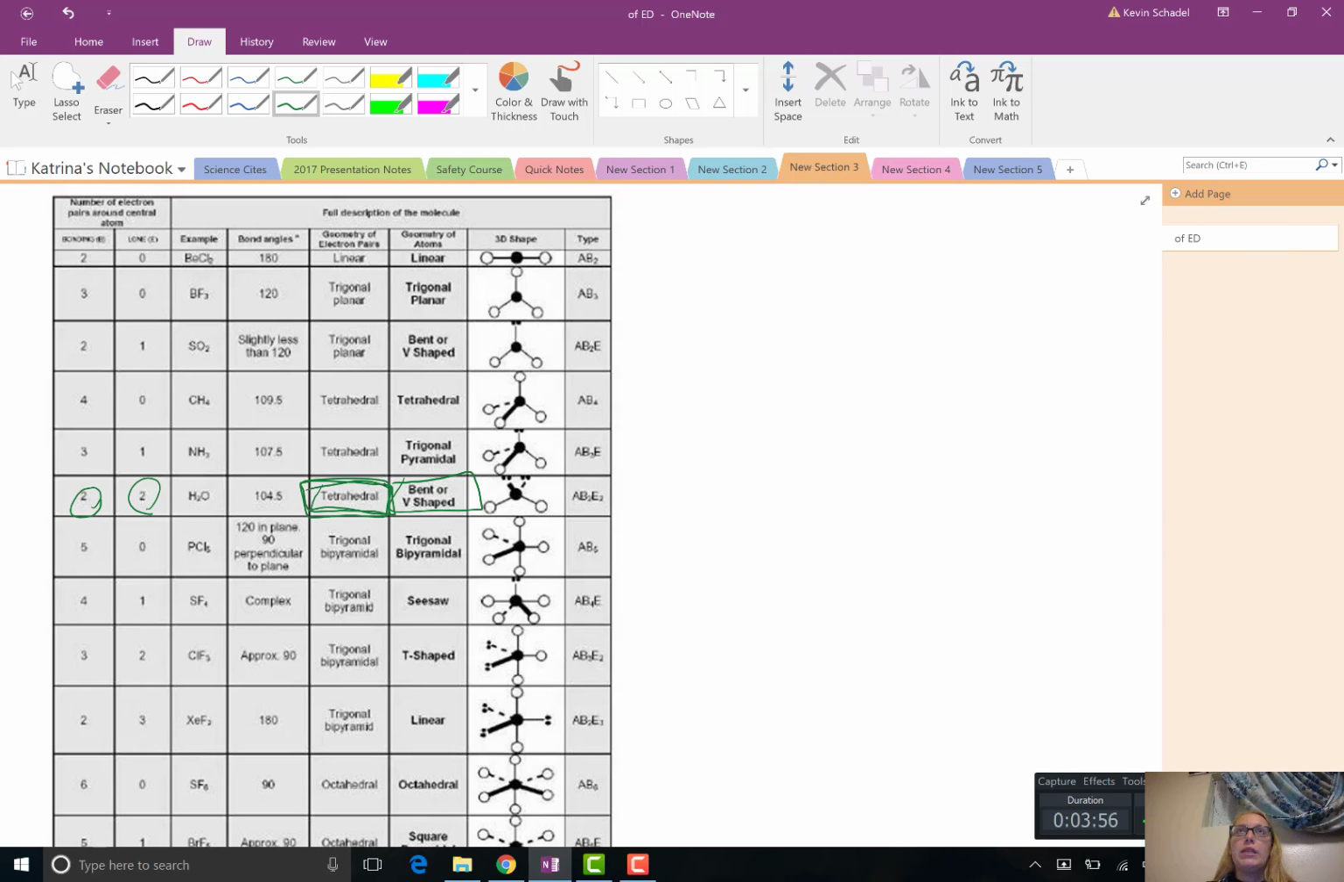The AP test can ask you what the electron domain geometry is or what the molecular geometry is. So having an idea of both is really in your best interest. If you know electron domain geometries, it becomes a little bit easier. If you know them in 3D space, it becomes a little bit easier for you to see the molecular geometry in 3D space as well.